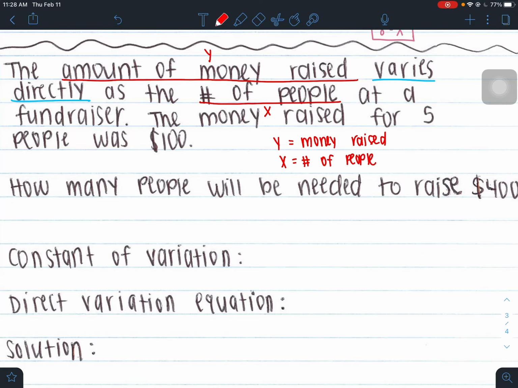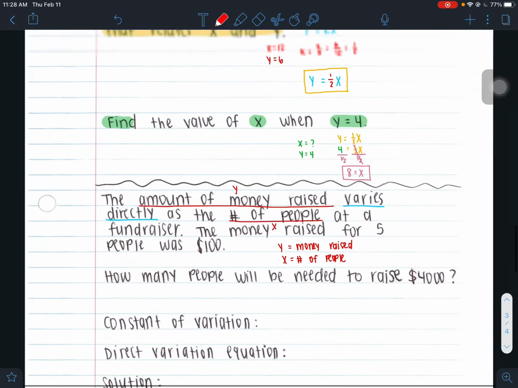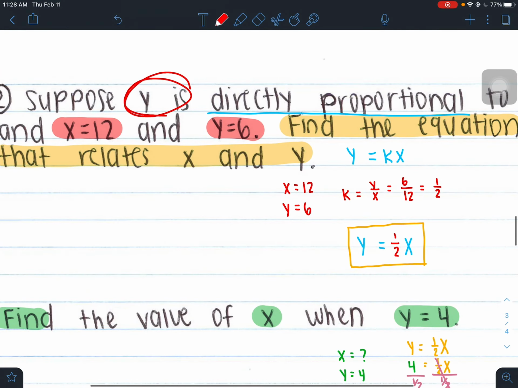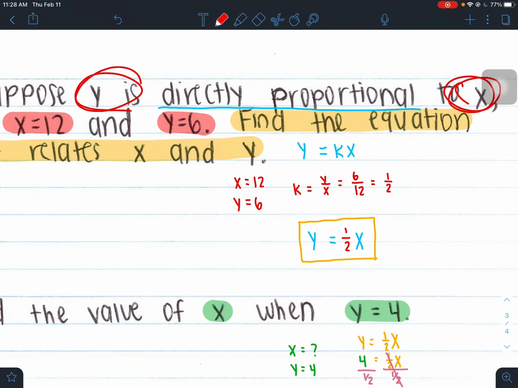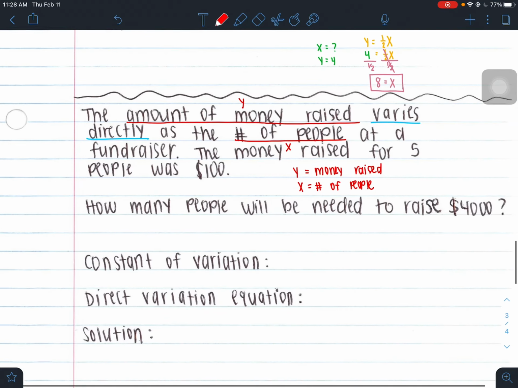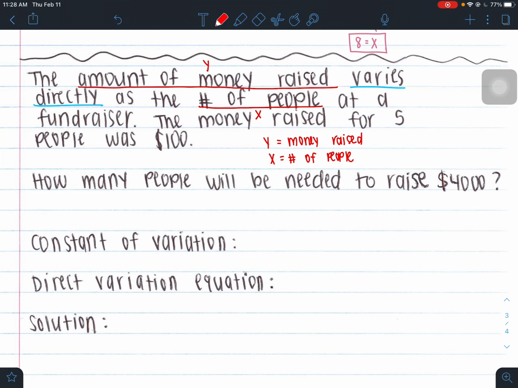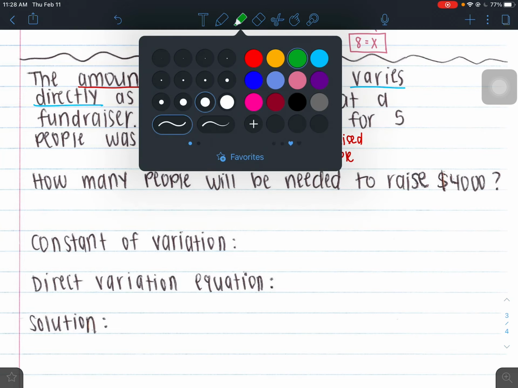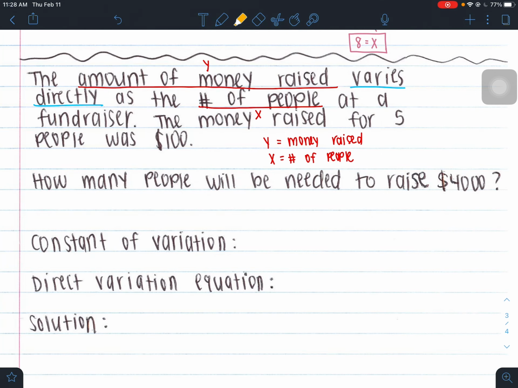Now, how do I know y is the money raised? Because that came first. Whatever comes first in the sentence is always y. Just like here, it says y is directly proportional to x. Y comes first. Okay, so we got that part. And then it says money raised for 5 people was $100. For 5 people was $100.